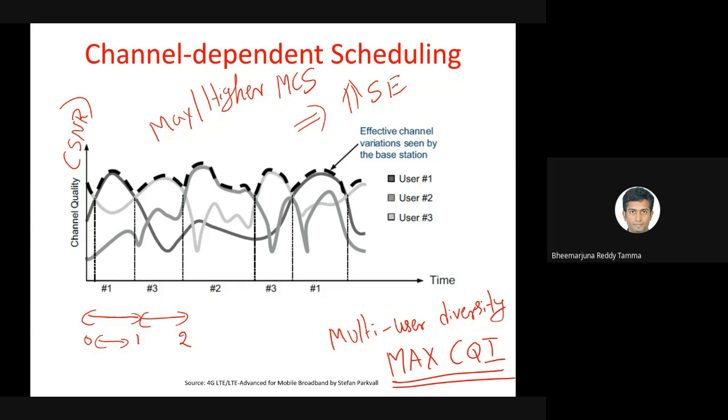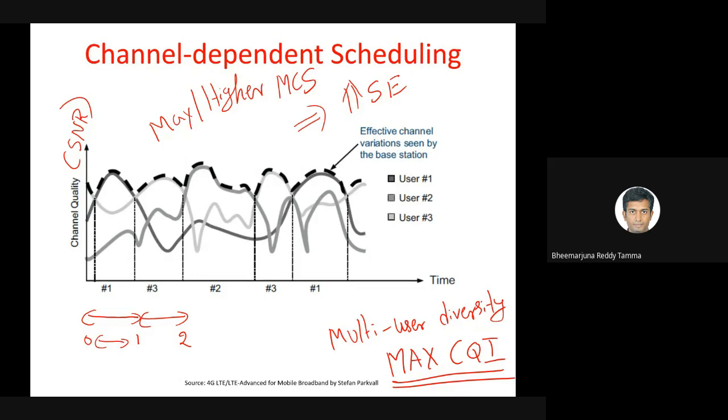So if you look at the case where there's one high priority user who is at the cell edge and who is always experiencing very bad channel quality, then you are actually doing the priority inversion. Even though he is the highest priority user, by not prioritizing him during the scheduling time, you are facing the priority inversion problem, something you might have studied even in operating systems. So one has to be very careful in doing the channel dependent scheduling.